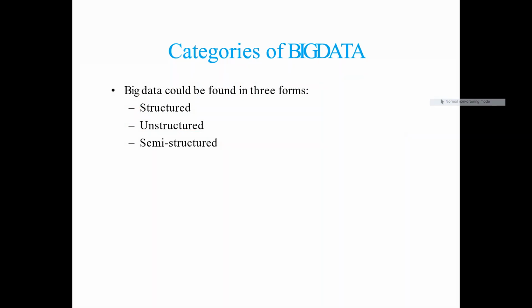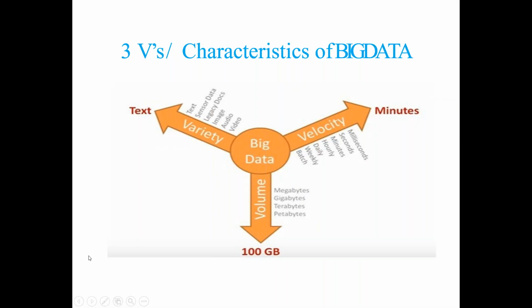Now we are very clear with the categories of big data. Let's talk about the characteristics of big data. The characteristics of big data are also called the 3 V's of big data. The first V is variety. Variety refers to the different forms of the data. Again, the data could be anything: text data, sensor data, documents, images, audio, or video. So variety refers to the different forms of the data.